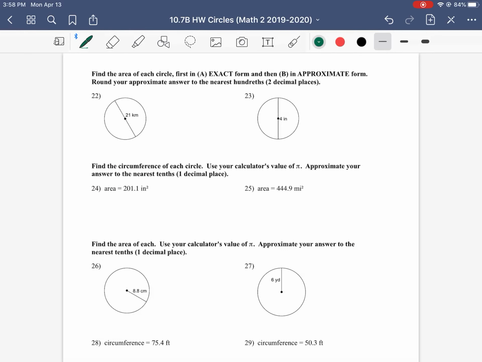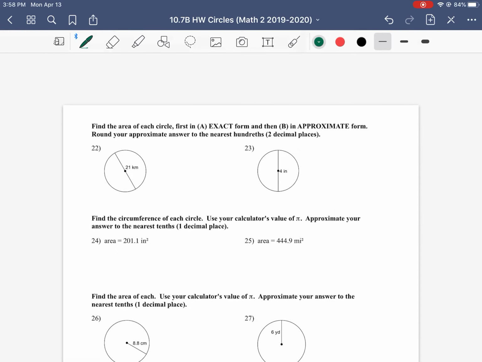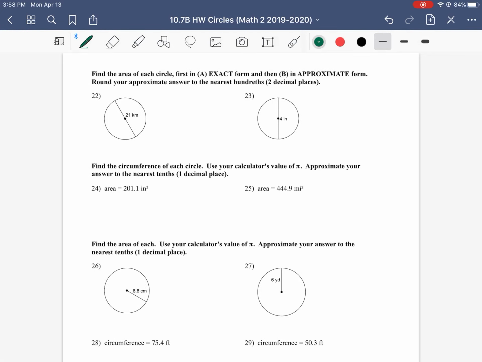Okay. The last page. So on this one, again, you're asked a couple different things. This one specifically at the top is asking you for area. So again, we look at that and we say, okay, well, area is pi r squared. That's the important thing we need to understand first off, is get our formula correct. Again, it's asking for exact, approximate. In the approximate case, we're going to round to 2 decimal places.